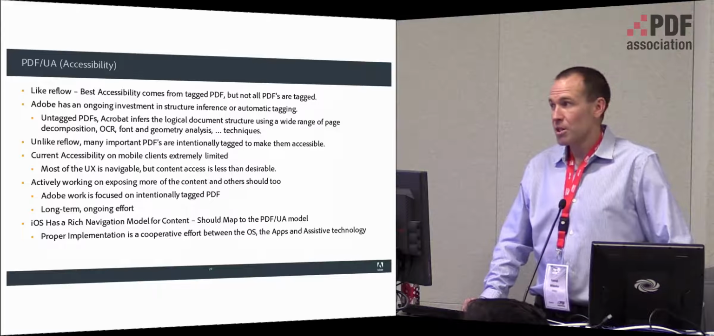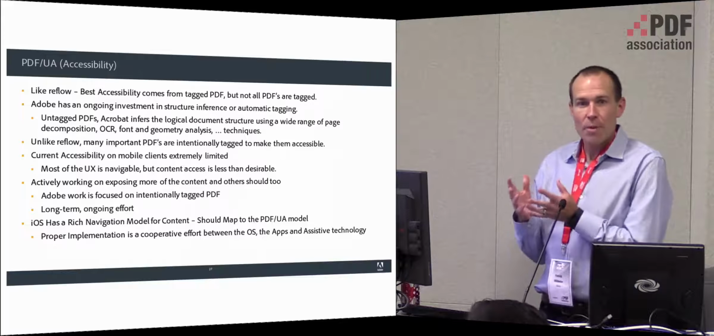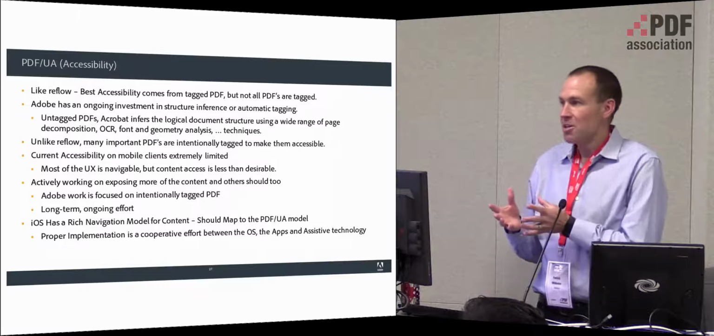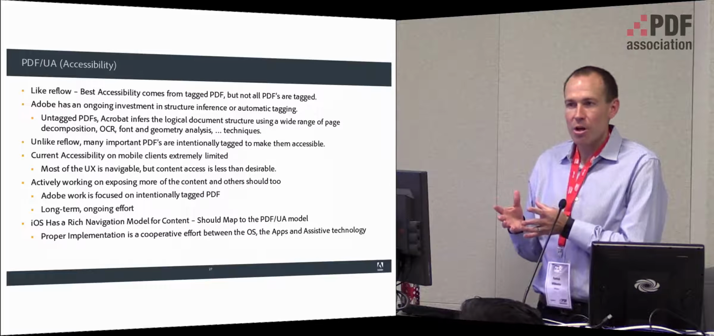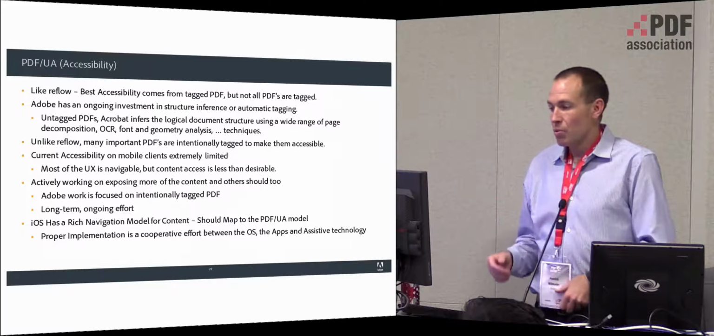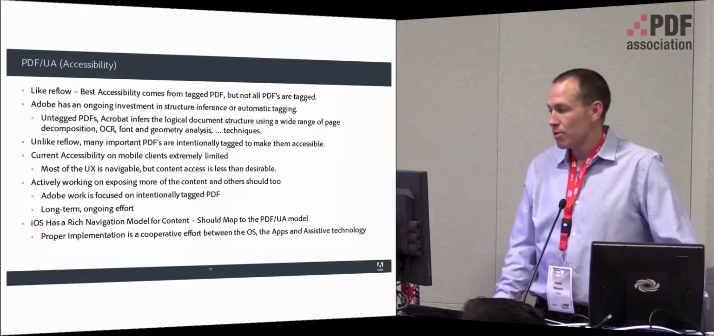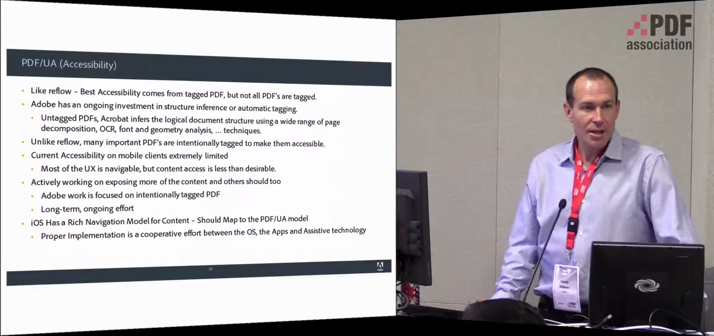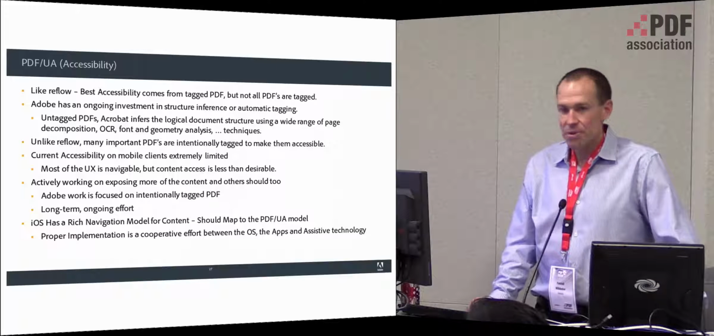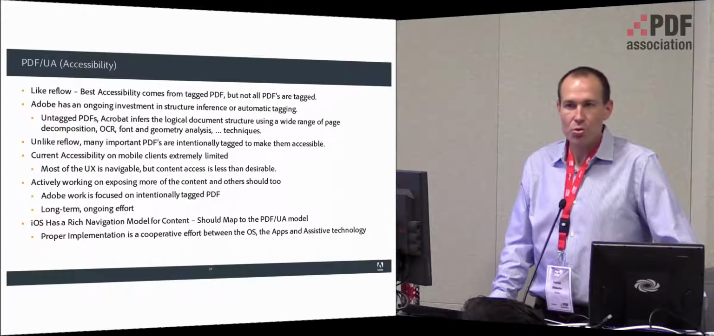The good news is that for accessibility, people who really care about making a document accessible have incentive to tag it. And so that's why we're focusing a lot of our energy on tagged PDF for accessibility. We have an ongoing investment in structure inference, or automatic tagging, for untagged PDFs, but we think the future is really around tagged PDFs for accessibility.